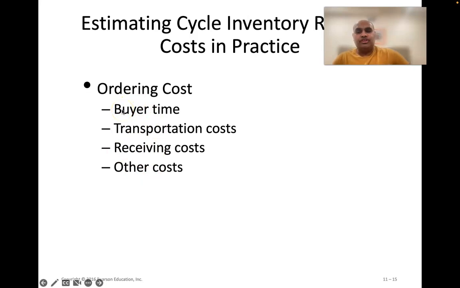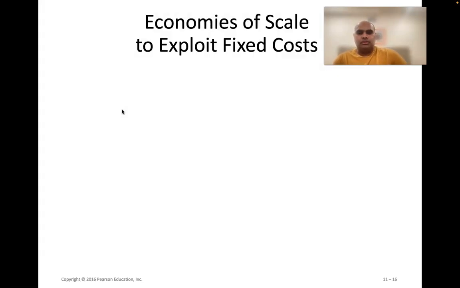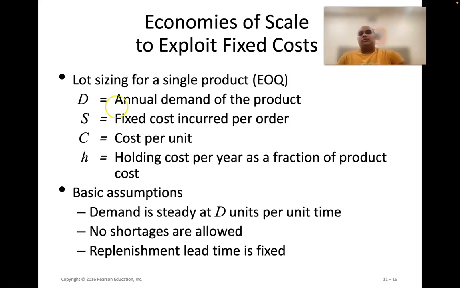So all of this goes into fixed ordering costs, right? So here are a few things that we're going to look at, some parameters that we're going to look at to go over the economic order quantity model. So D will be the annual demand for the product, S will be the fixed cost that is incurred, C will be the unit cost, the cost per unit, and H is the holding cost per year as a fraction of the cost. So when you say holding cost per year, it'll actually be H times C. It's the percentage of the price of the item, right?